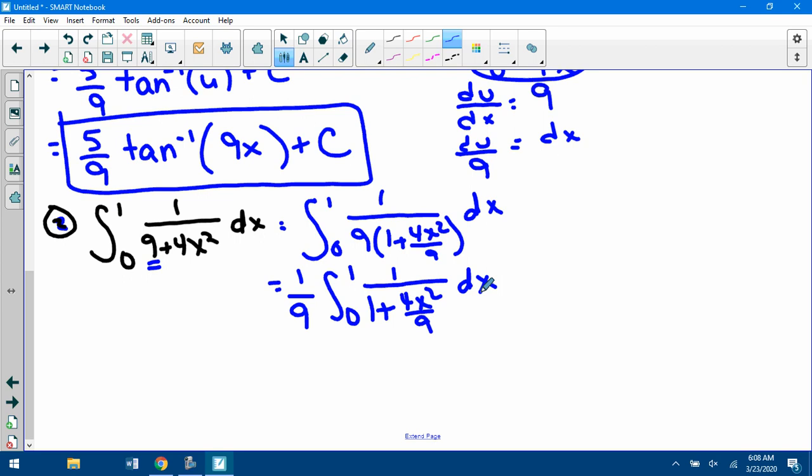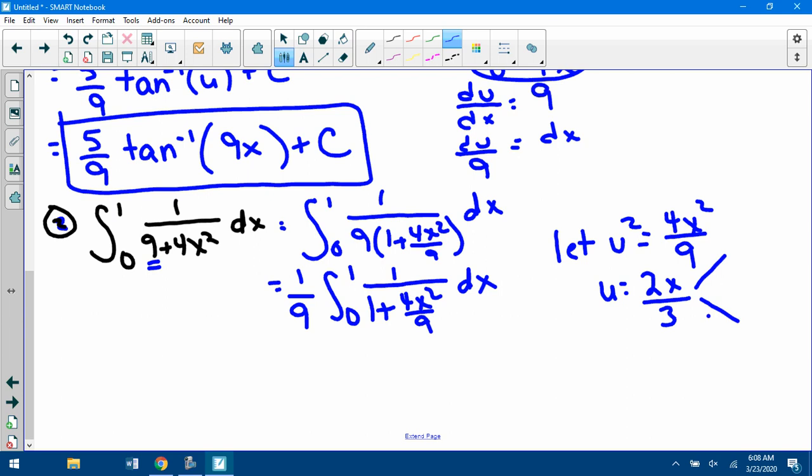Now we're ready for some u sub. What are we going to let u equal? Look, I need that bottom right spot of the fraction to be u squared. So let's say let u squared equal 4x squared over 9. So what's u? Take the square root, it's going to be 2x over 3. And remember, we also need new bounds here, and it's from the u that I do the new bounds. If I plug in a 0, well, 2 times 0 divided by 3 is obviously 0. If I plug in 1, I'm going to get 2/3.